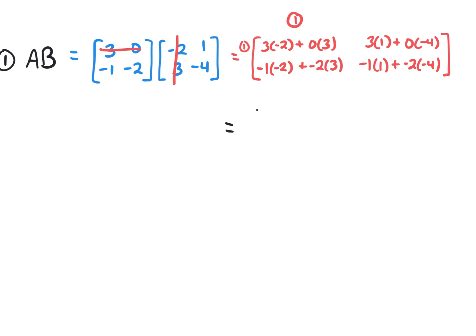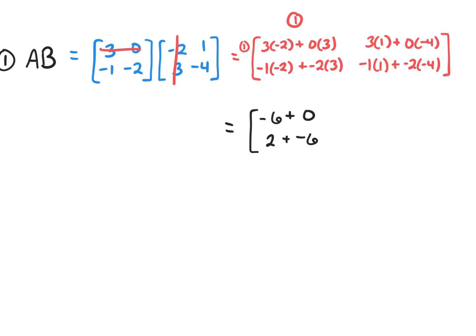Now we have evaluating left. So we're going to multiply. What's 3 times negative 2? Negative 6 plus 0 times 3. It's okay, yep, 0. And then I'm going to move down to here. What's negative 1 times negative 2? 2. Negative 2 times 3. Yep. To clarify, you could put plus negative 6 here, either way.